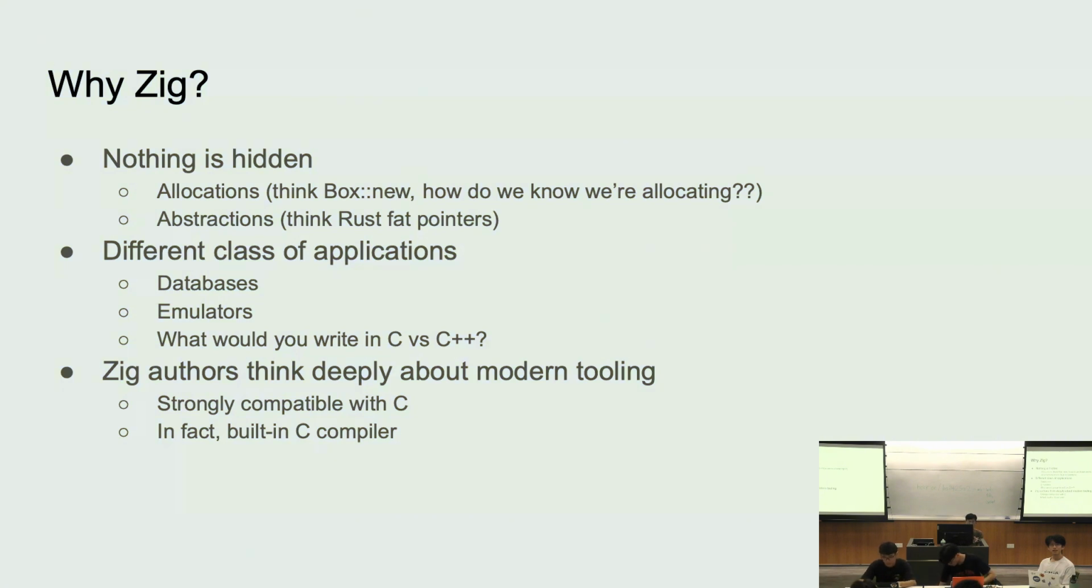And the Zig author writes a lot online. He gives a lot of talks, and he thinks very deeply about modern tooling and how to build a great programming language experience. And so one of the big advantages of Zig, as we'll find out later, is that it's strongly compatible with C, and in fact has a built-in C compiler, which we will see later as well.